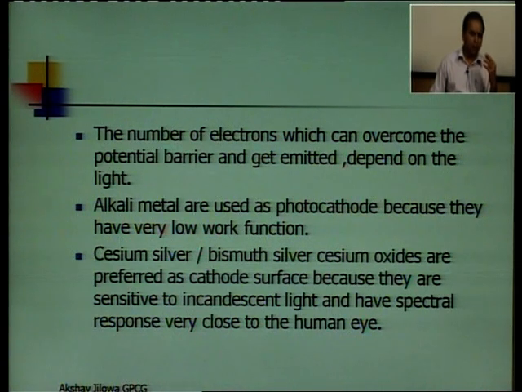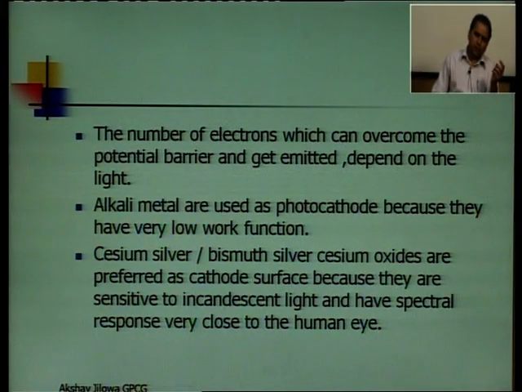Potential barrier means how many energy bundles are present which will cause the liberation of electrons from the surface of the material. So, that depends upon the light: the more the energy, the more the electrons which are emitted.